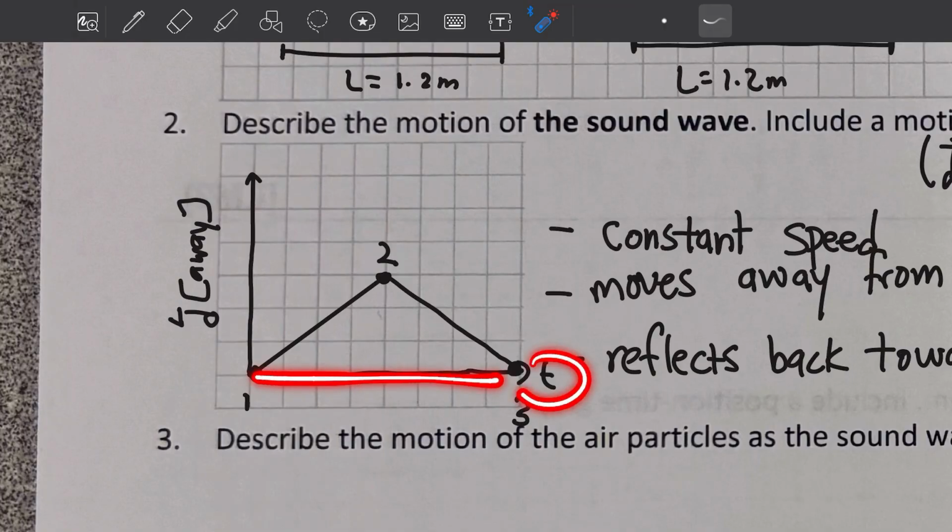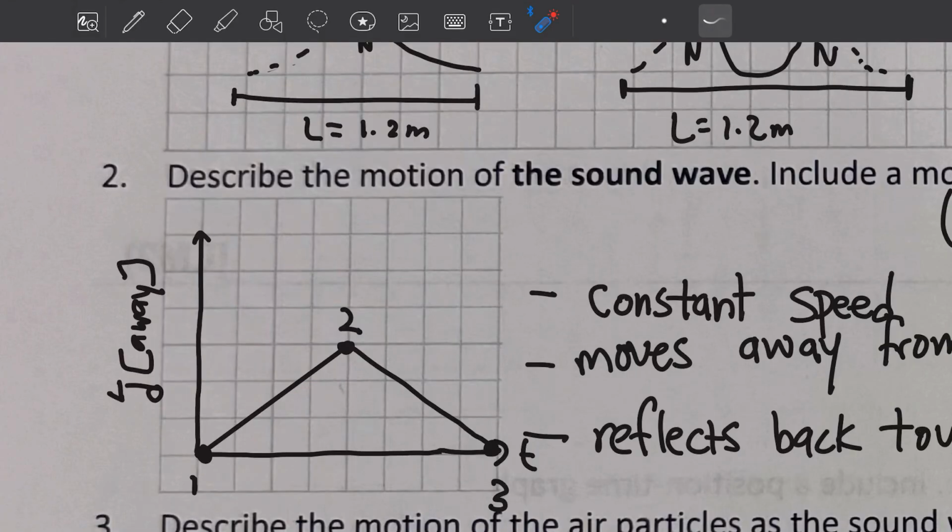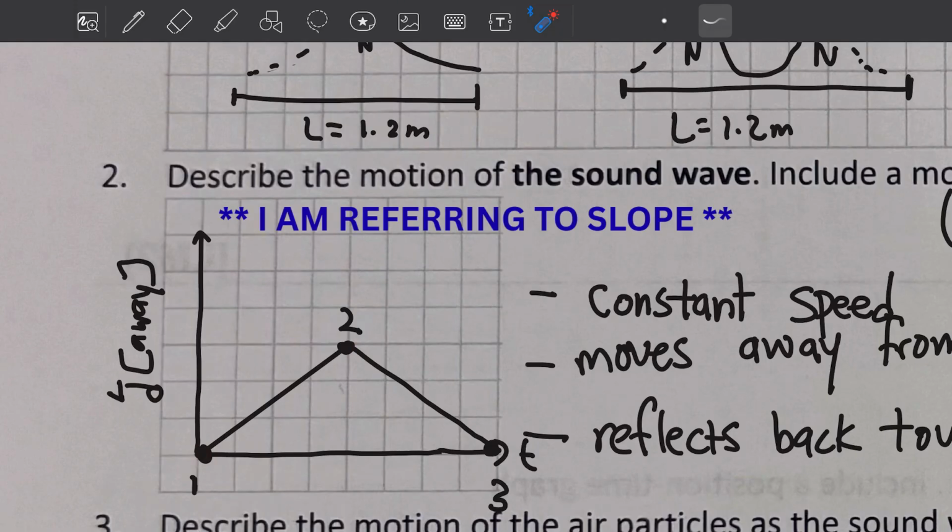And since this is the axis for time, it all works out. Positive direction within our position-time graph is denoted as moving away from the singer, and we know that because of this notation. Therefore, from event 1 to 2, we are moving away from the singer, and that's because we're moving upwards, which is positive direction.